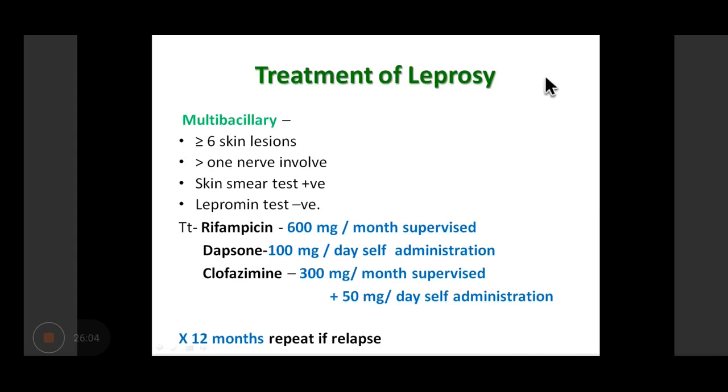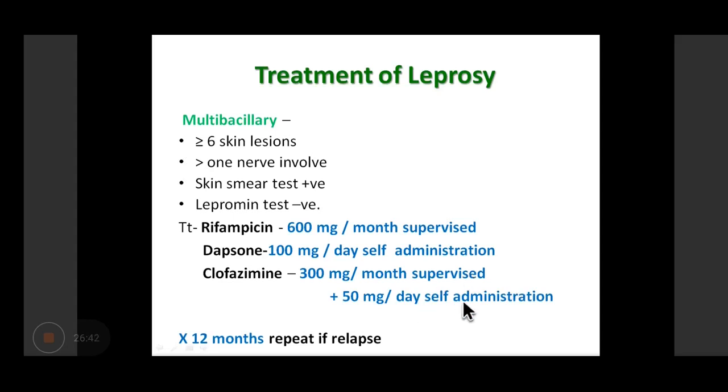So remember this regimen. This is very, very important to remember. Three drugs: rifampicin, dapsone, clofazimine. One drug is given under supervision once in a month, 600 mg. Another drug, dapsone, is given per day, not under supervision. Self administration is required, 100 mg per day. The third drug is clofazimine, which is divided into two. One, similar to rifampicin, is given once in a month under supervision, 300 mg, just half the dose of rifampicin, and then 50 mg per day self-administration for all the 30 days, just half the dose of dapsone.